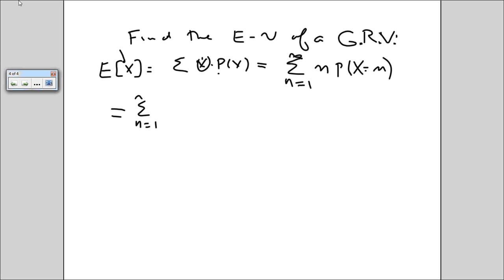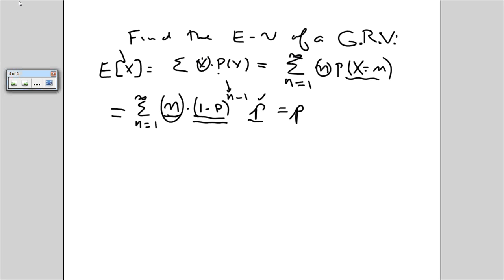The summation, as n goes from 1 to infinity, of n times the probability that the first success is after n trials. Well, that means you have n minus 1 failures and then a success. And if you notice, we have 3 factors. Only the last one has nothing to do with n. The first one clearly has to do with n, because as n changes, so does that. And the second one has to do with n, because the power changes as n changes. So the p can come in front.